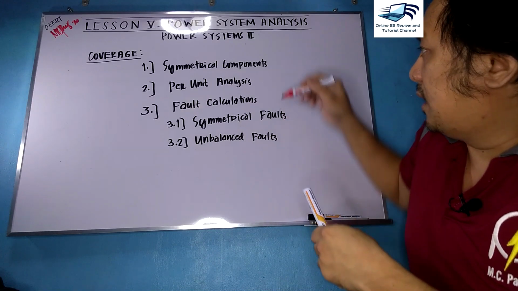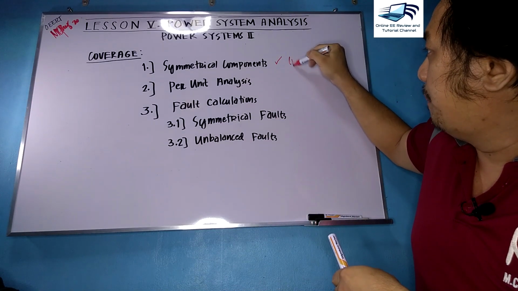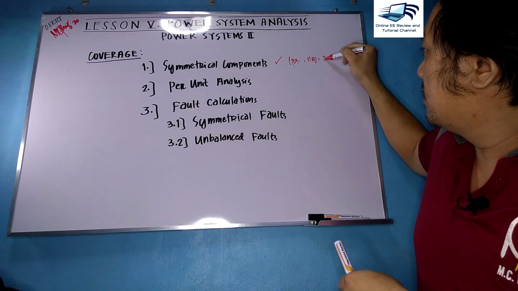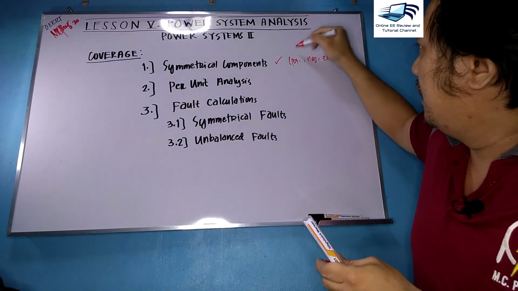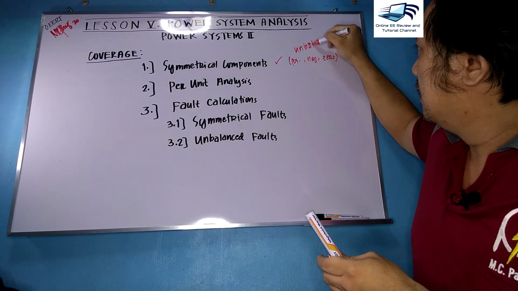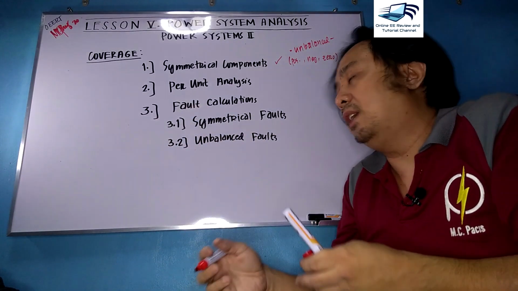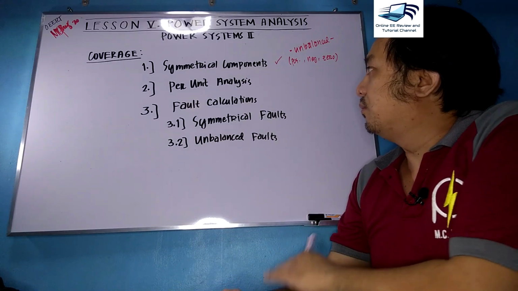First, we will discuss the symmetrical components, where we will make use of the positive, negative, and zero sequence components, which is the application of your unbalanced polyphase. So you already know your unbalanced polyphase and balanced polyphase topics from lesson 4.